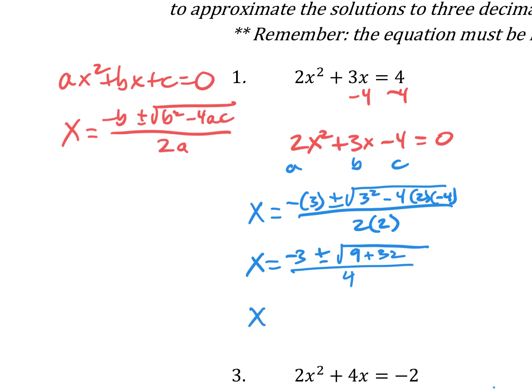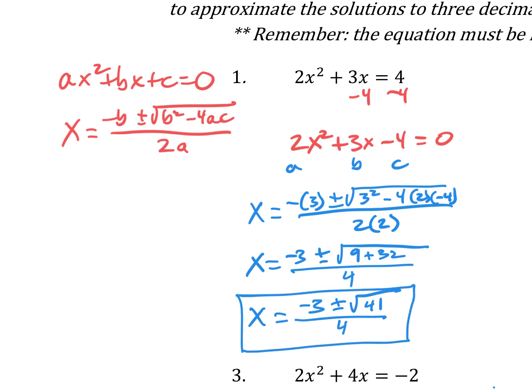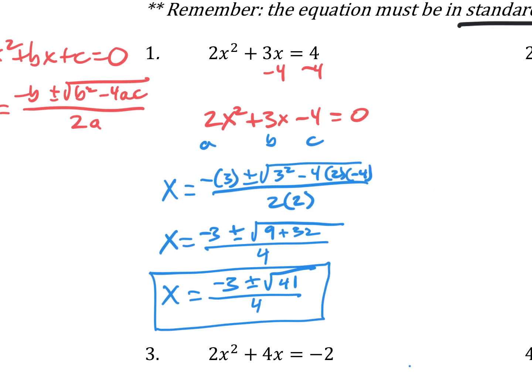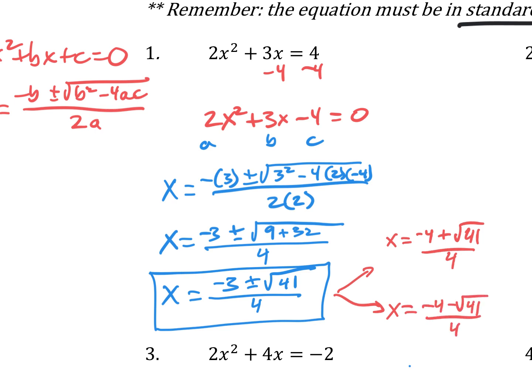So we can simplify that a little bit more, but not much. It's going to be the square root of 41 all over 4. That is the final answer. Now this represents two answers here. This represents x equals negative 4 plus the square root of 41 over 4, and x equals negative 4 minus the square root of 41 over 4.